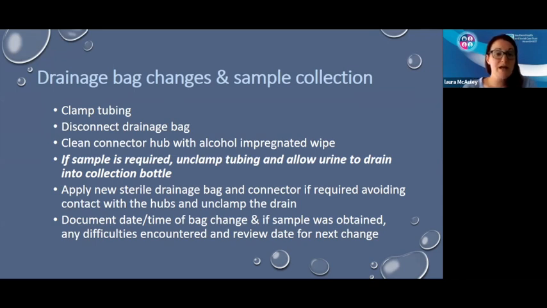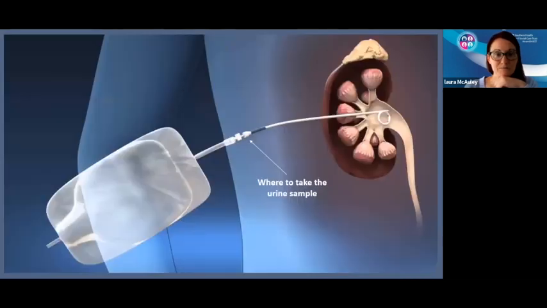You're then going to apply a new sterile drainage bag and connector. And again, you're just going to be careful not to touch too much of the connections unless you absolutely have to. Try and keep a non-touch technique, bringing the two ends together, but holding them slightly further apart. You then want to document the time of the bag change and if the sample was obtained, and if there are any difficulties and when you're planning to change the bag again.